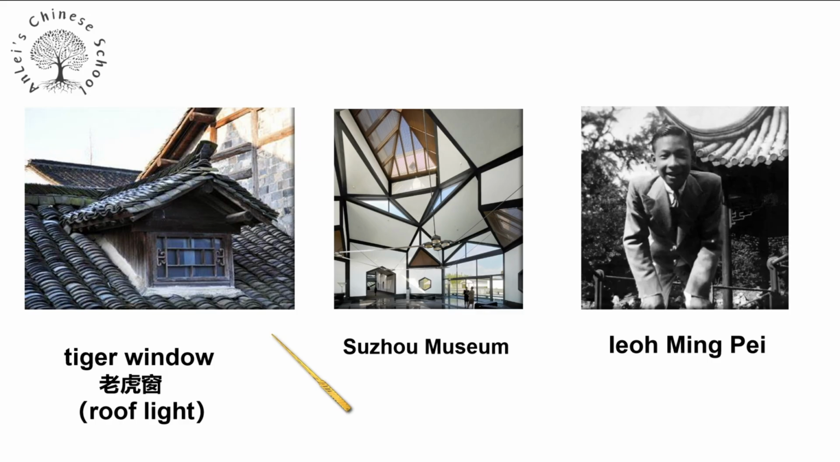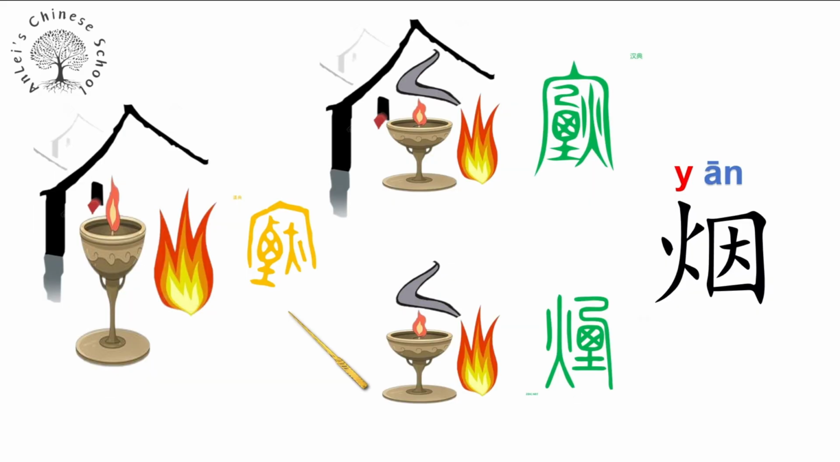Because after 1860, the Second Opium War, Shanghai was opened as a trading port. The roof light of Western architecture influenced the Chinese residents. The English word roof sounds like the Shanghai dialect 老虎, tiger. So people call the roof window tiger window. The famous architect I. M. Pei is from Suzhou, and he designed the Suzhou Museum, and you can find the elements of the tiger window.